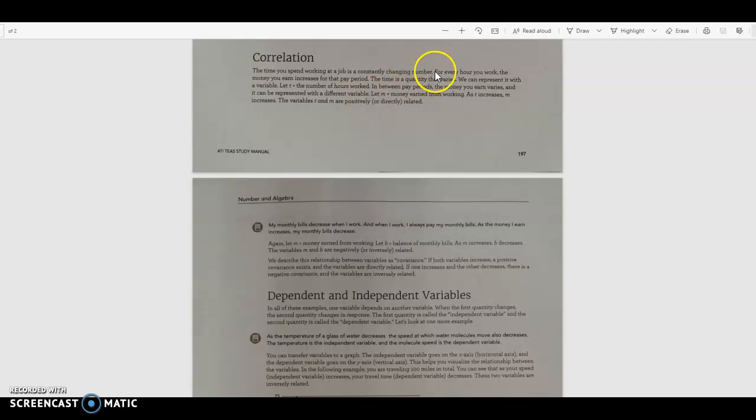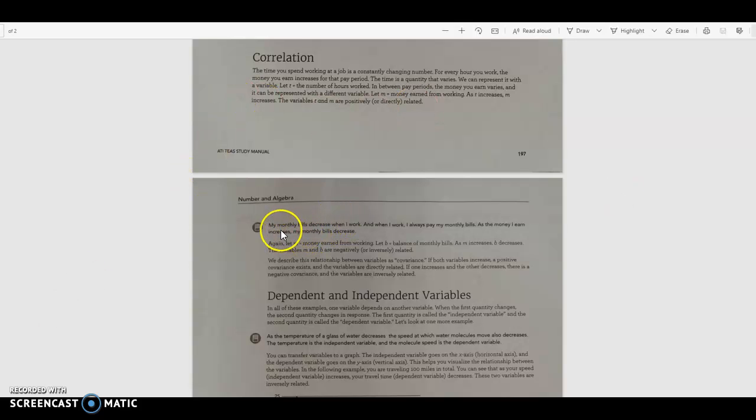In this particular example, for every hour you work, the money you earn increases for that pay period. The time is a quantity that varies. We can represent it with a variable. So let T equal the number of hours worked. In between pay periods, the money you earn varies, and it can be represented by a different variable. So let M equal the money earned from working. So as T, or our hours worked, increases, M, the money we earn, increases also. So the two variables T and M are positively or directly related.